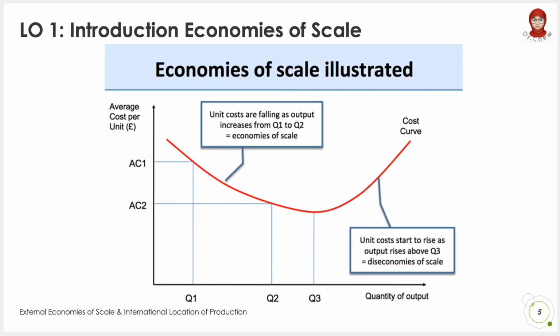This diagram illustrates economies of scale. You can see that unit costs fall from AC1 to AC2 when output increases from Q1 to Q2. That illustrates the effect of economies of scale. So, what are economies of scale? Economies of scale refer to the cost advantages that a business can exploit by expanding the scale of production. The effect of economies of scale is to reduce the average unit cost of production.